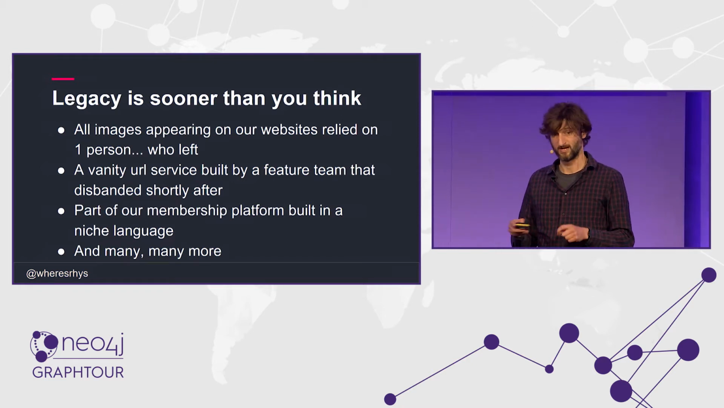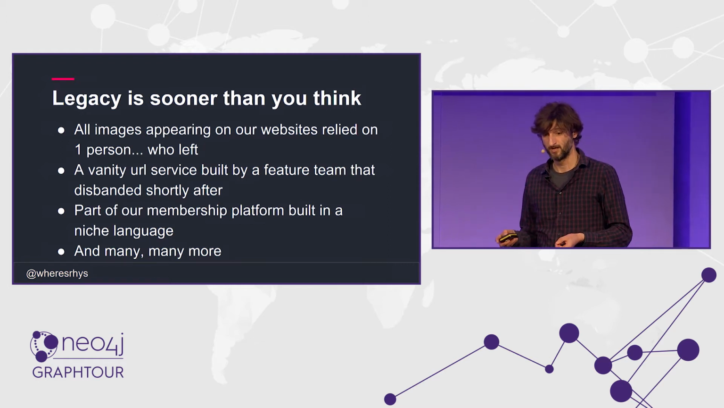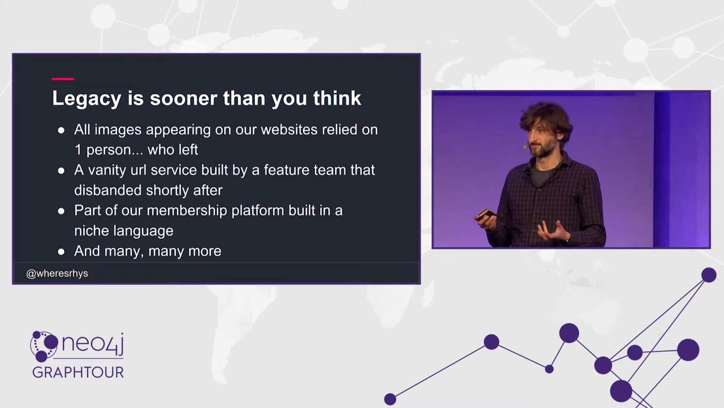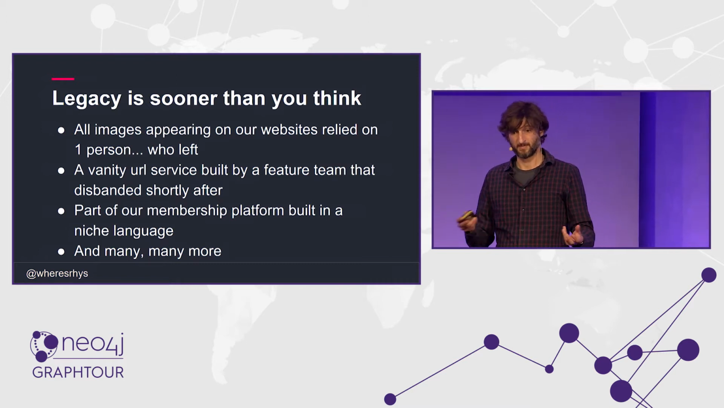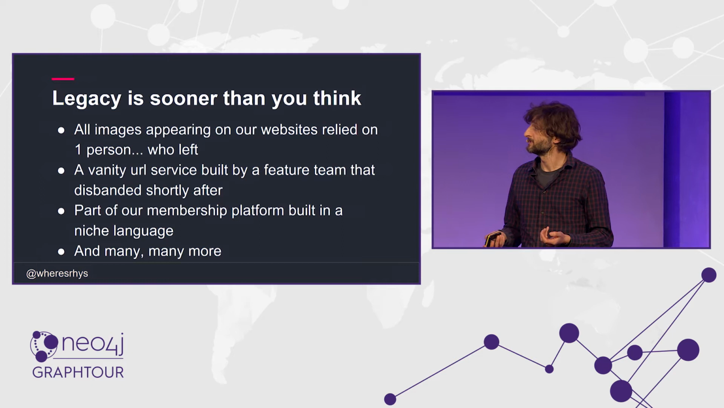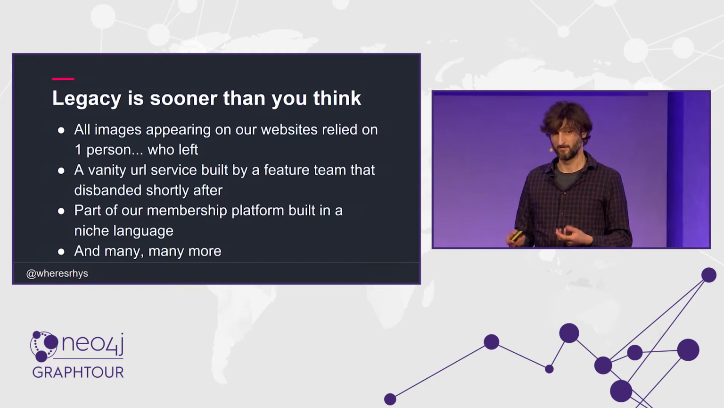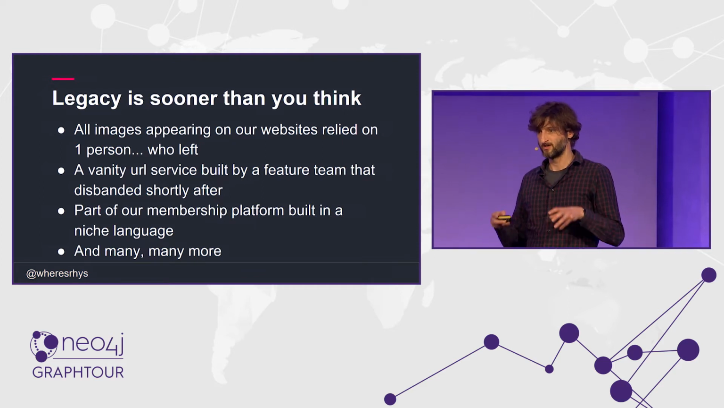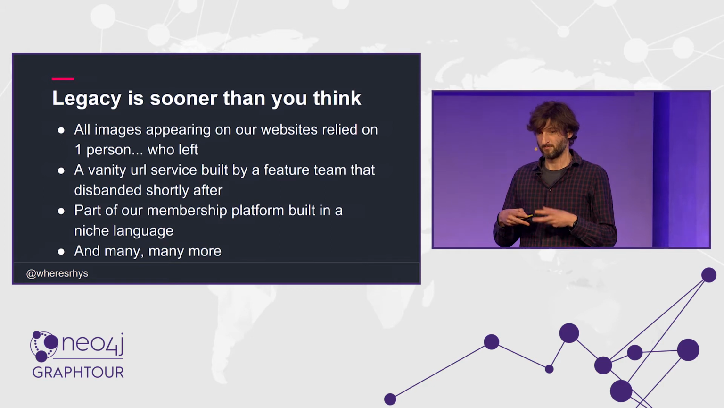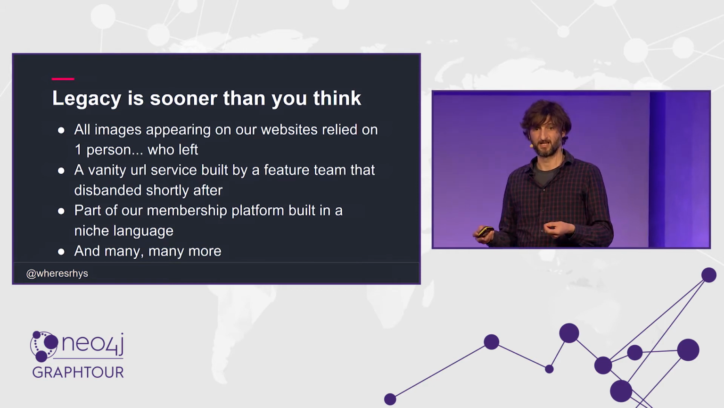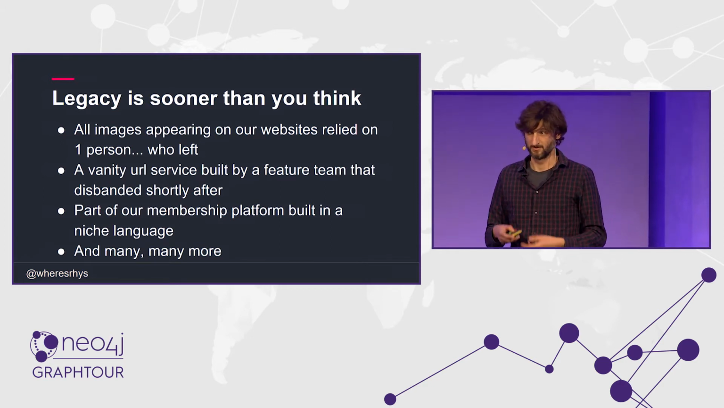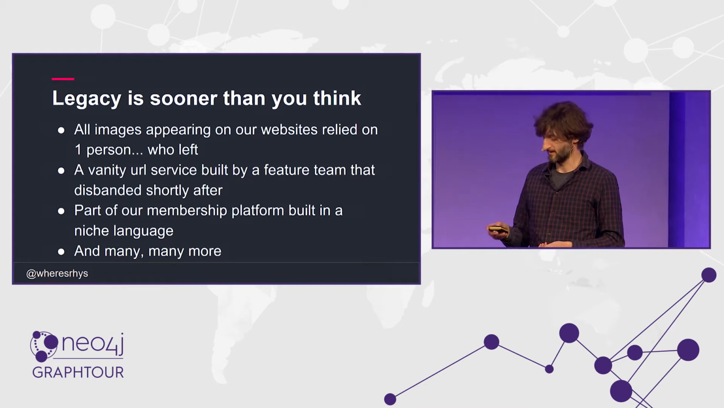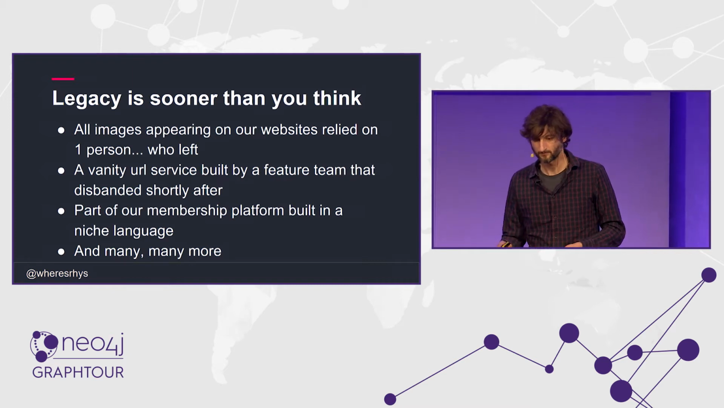We have a service which handles and sometimes rewrites every URL on ft.com. That was built by a team which existed for a short amount of time, and then it was disbanded, and that's a bit of a nightmare to support now. And we're a subscription paper, so our membership and authentication services are really critical to our business, but part of that platform was built in a niche language that only one person knew, and we still have to support that. And there's lots of other examples as well.